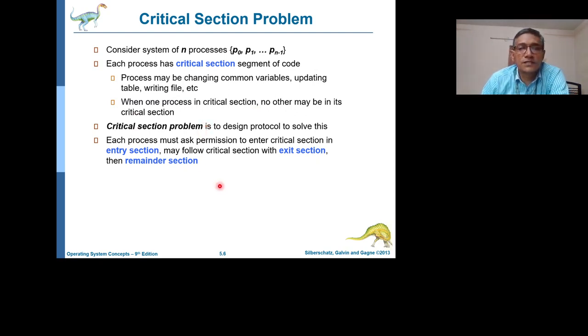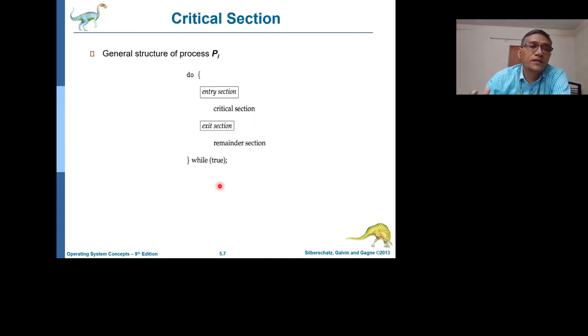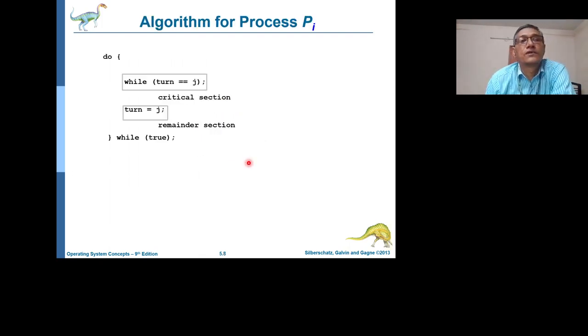So each process must ask permission to enter the critical section in the entry section, and may follow the critical section with the exit section and then the remainder section. So there will be a sequence, a scheme of execution. Whenever a process wishes to enter the critical section, it should execute the entry section. Then after the entry section, it should execute the critical section, and then it should execute the exit section, followed by the remainder section. So this sequence of actions should be performed.